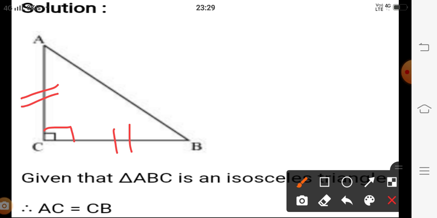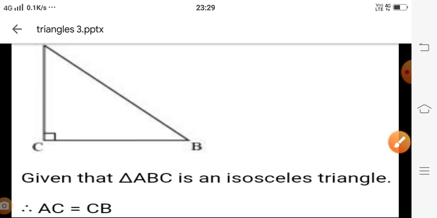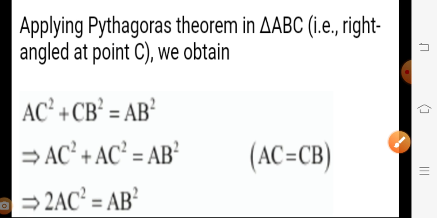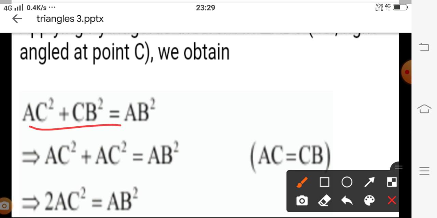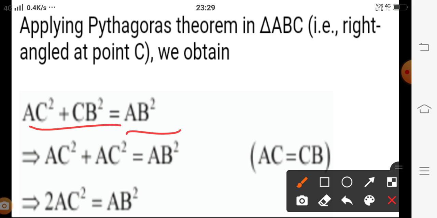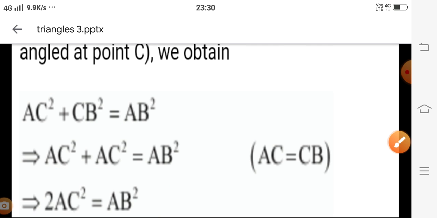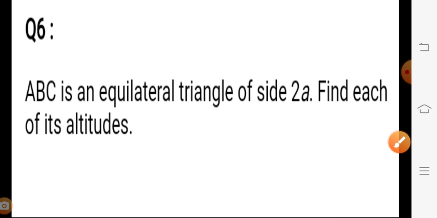This is given. Then in this, if you are using the Pythagoras theorem here, then what we are getting? We are getting AC square plus CB square is equal to AB square. And if AC is equal to CB, then we are able to write AC square plus AC square, and the sum of these two we are getting 2AC square is equal to AB square. And this is the required solution. Let us solve one more very important question, question number 6.